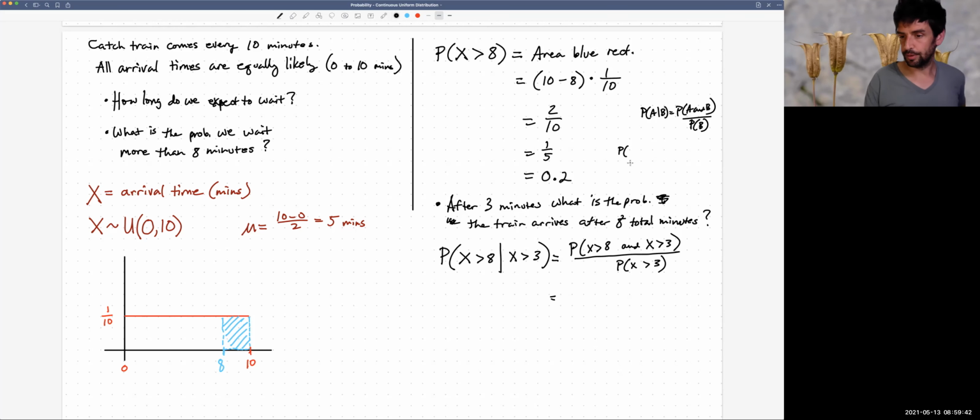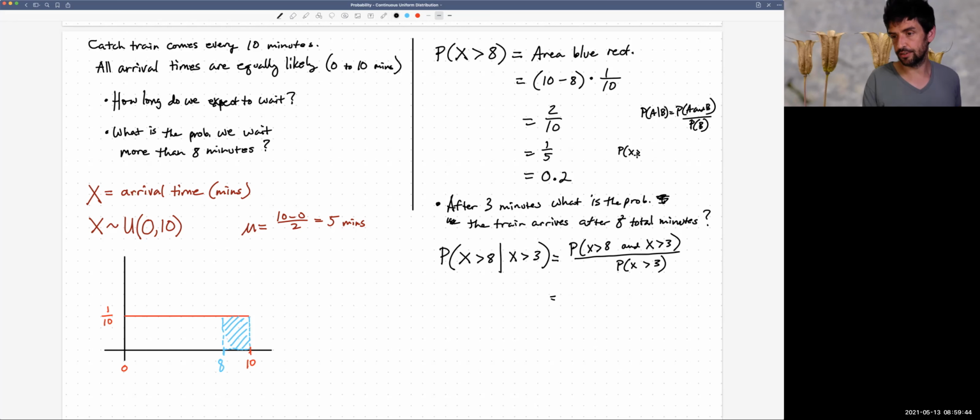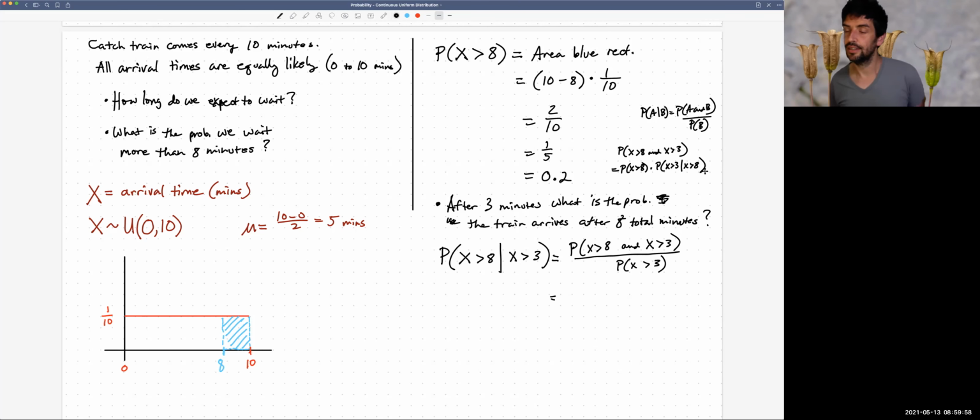No, let's just do it right here where we can see it. If I was doing X is greater than 8 and X is greater than 3, this is the probability that X is greater than 8 times the probability that X is greater than 3 given X is greater than 8, right? That's just our formula for probability of A and B.